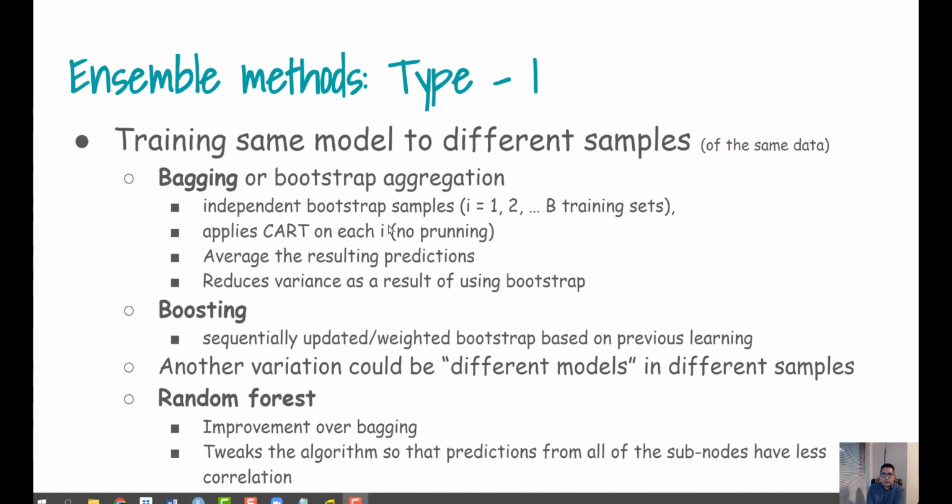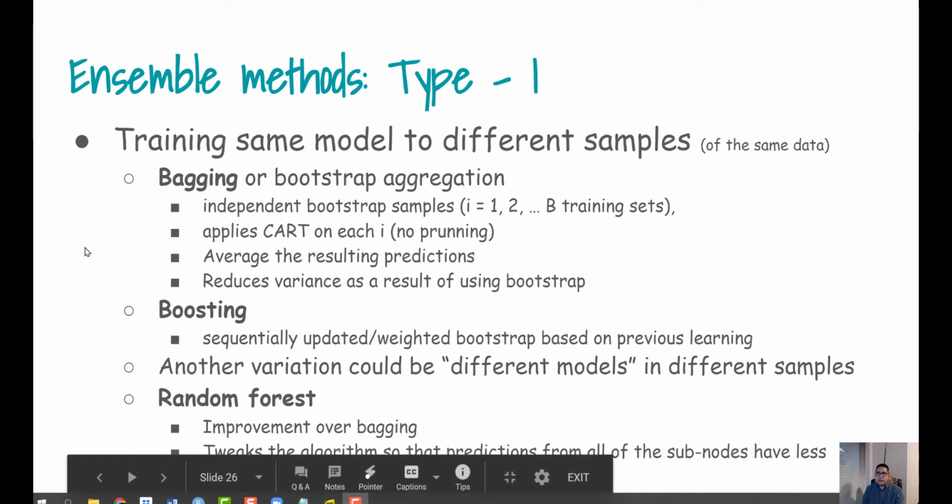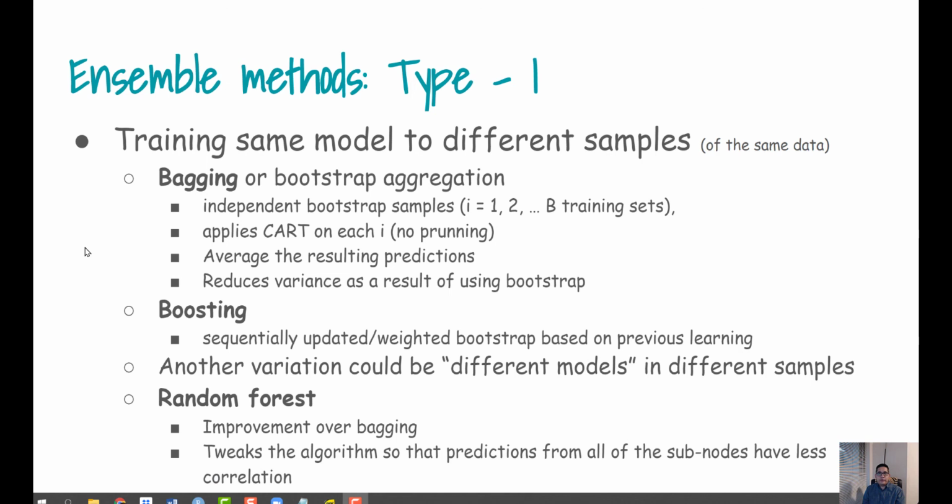The second method is known as the boosting method, where instead of the independent bootstrap sample, we are sequentially updating the bootstrap samples based on some sort of weights, based on what we have learned in the previous step. In the random forest method, which is going to be an improvement over the bagging method, we are tweaking our algorithm in such a way that it can deal with some correlation issues.